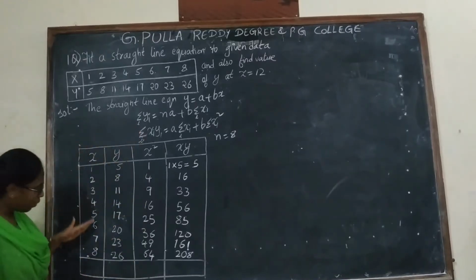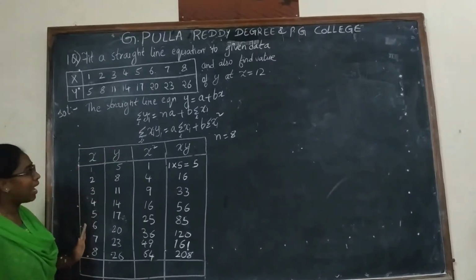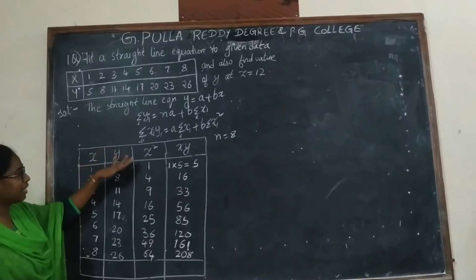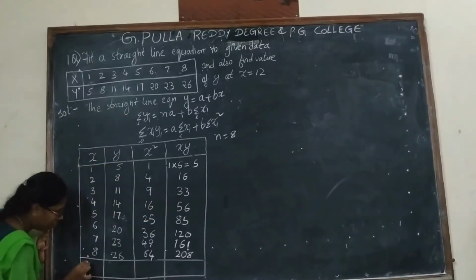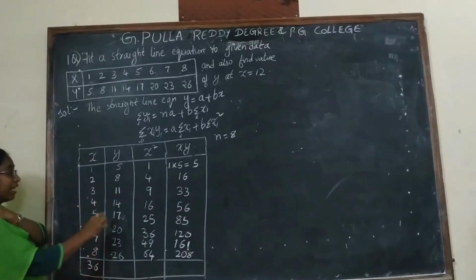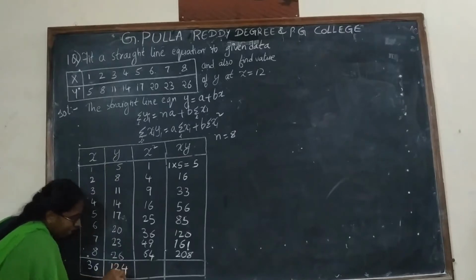So first add all the values of x. 1 plus 2 plus and so on, all the 8 values you need to add to get the summation of x, y, and all the columns. So add all these values, you will get first 36. Next, if you add summation y, you will get 128.